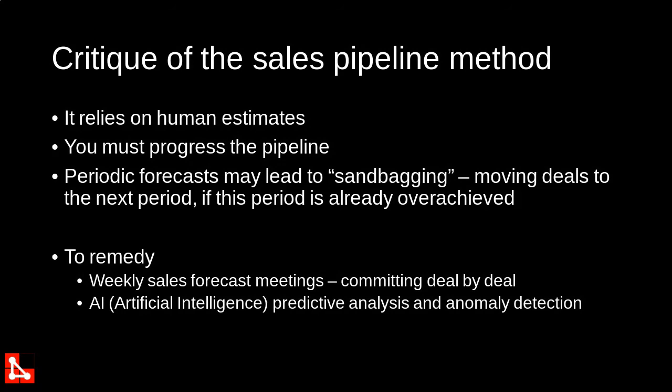Now, the other critique is if you do periodic forecasts, it may lead to sandbagging of deals. So what happens is I've made my Q1, my quarter one, but my quarter two is looking a little bit weak at this moment. So what I'll do is I'll move this big deal over from quarter one to quarter two. So I'll write a close plan with my client and I sandbag this deal. So my quarter two is looking good as well. So I have, as a salesperson, a very consistent delivery approach.